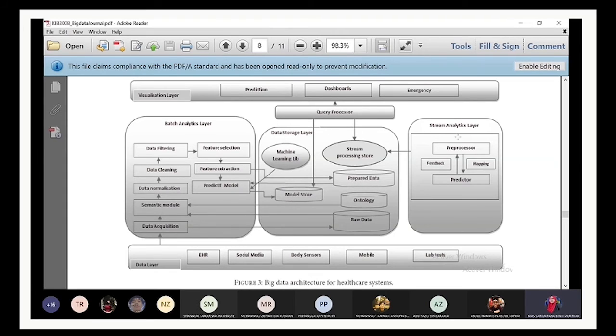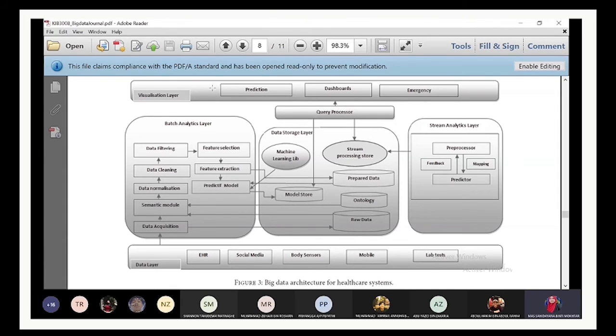Okay, and we have another one we call the stream analytics layer. So this is batch. Batch means you don't have to give the results on the spot. It's not real-time results. So you can store your data, do the processing and so on, then you can come out with the results. But for the stream, there are not many processes, because you have to give the results as soon as possible, especially for emergency results and so on.